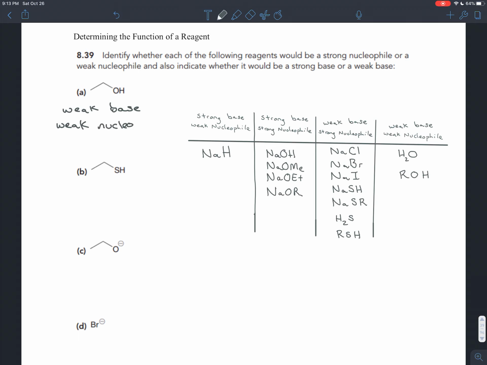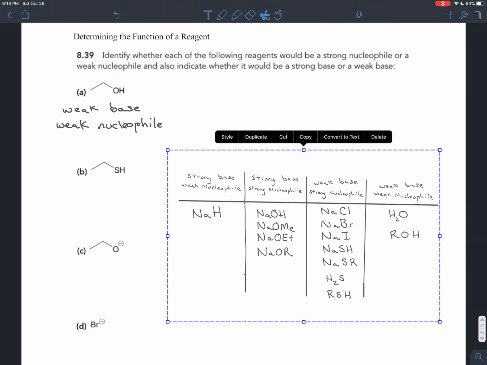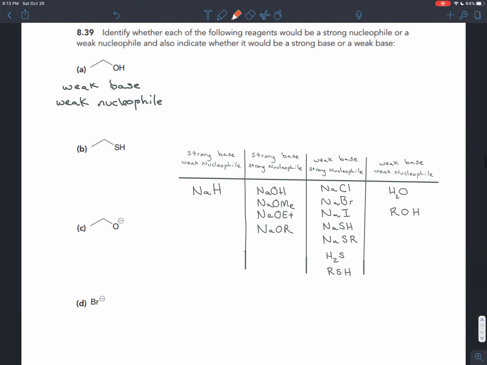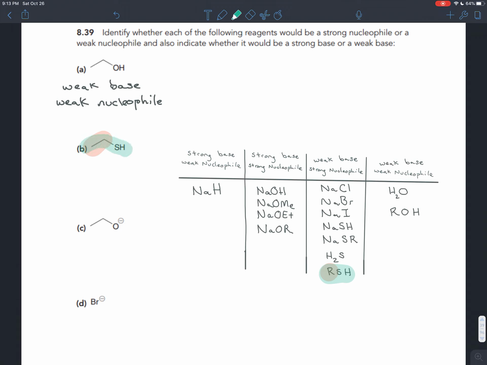So when we're trying to think of what type of reactions we can do with that, we need to consider what its potential is. It's a weak base and a weak nucleophile. What type of reactions will that favor? With B, we have sulfur. Sulfur, we talked about, big atom there. We have sulfur with an H bonded to an R. That R, again, is that R, and this whole molecule is RSH. That is a weak base, strong nucleophile.